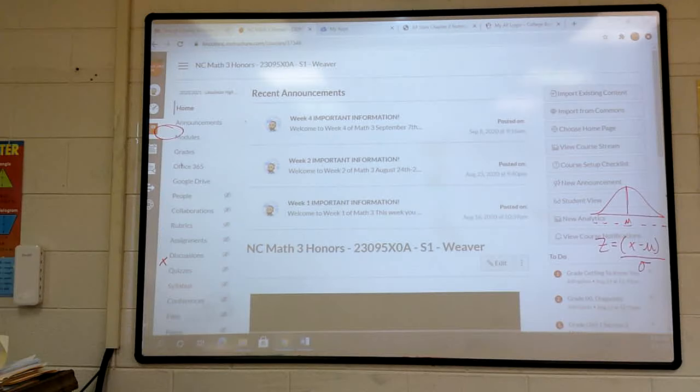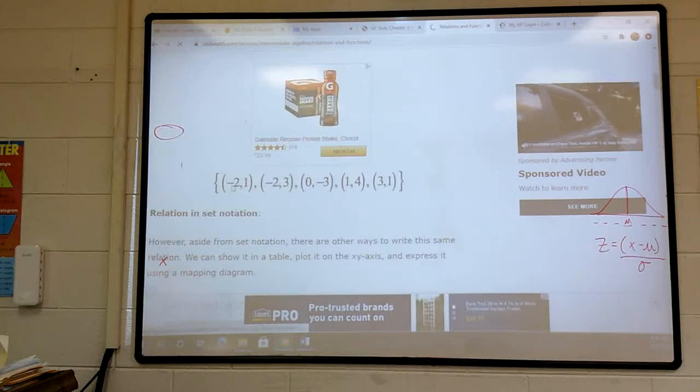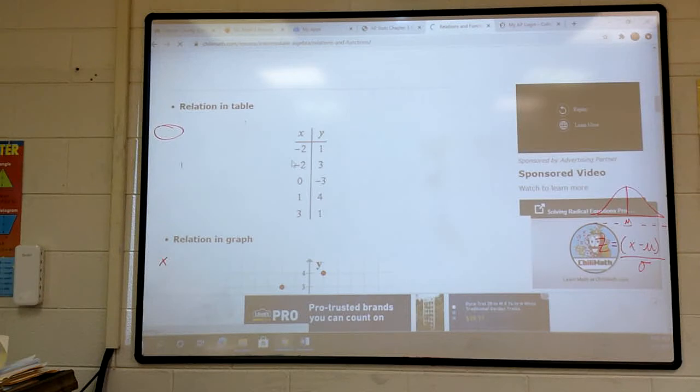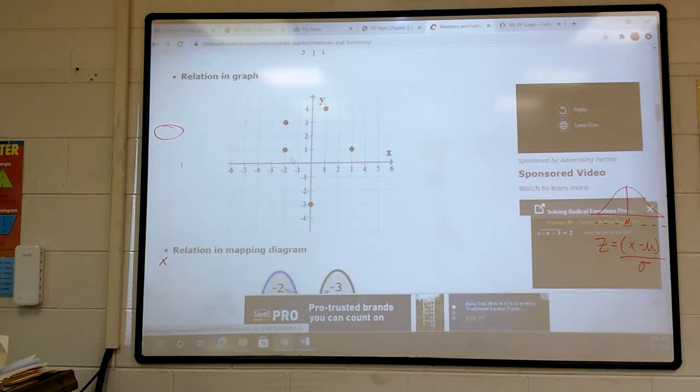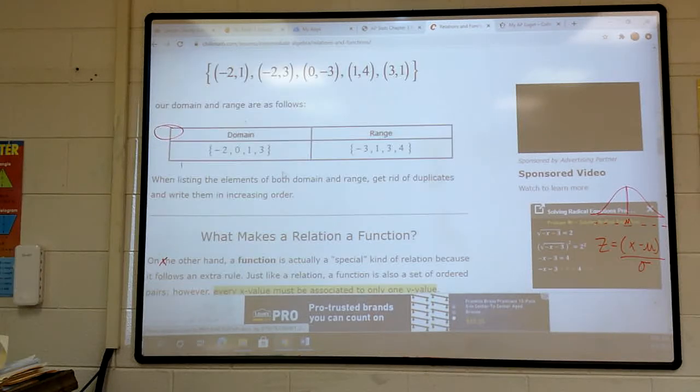So again, a relation, I can show you some different ways on here. A relation could be written like this: (-2, 1), (-2, 3), (0, -3), (1, 4), (3, 1). You could also write a relation like this with your x and y values. You could also write a relation like this on a graph. You could also write a relation like this, where you're mapping x and y's. That's a relation.